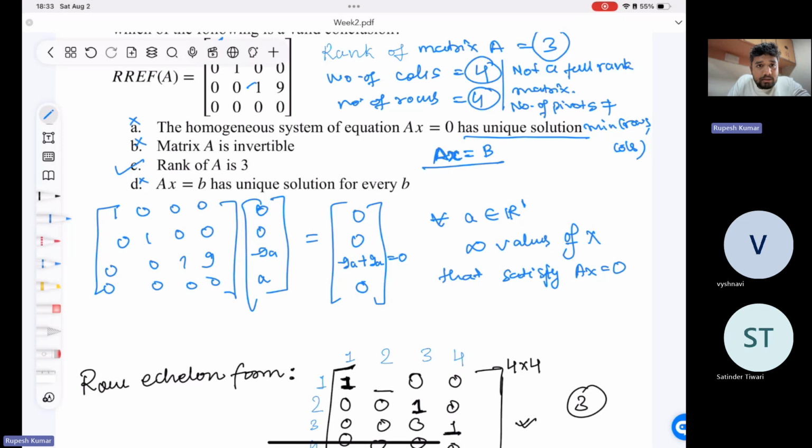Now I saw that Satinder had raised their hand. So do you have any doubt, Satinder? Can you ask your question here? Is this what the doubt you had?